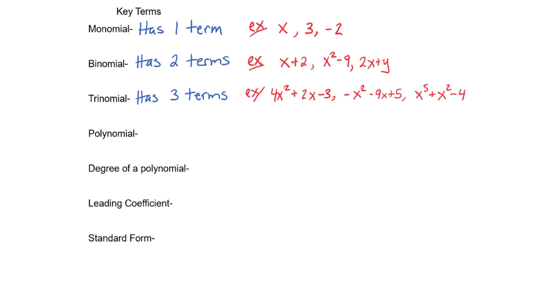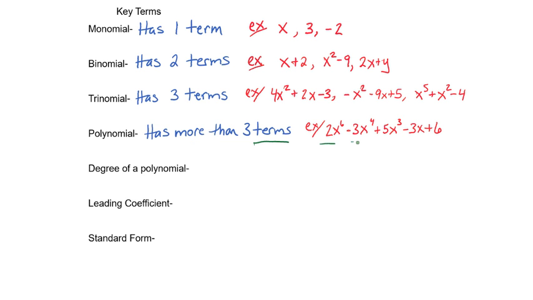A polynomial has many terms. Usually we use the name polynomial if it has more than 3 terms. So an example might be something like 2x to the 6th minus 3x to the 4th plus 5x to the 3rd minus 3x plus 6. Now keep in mind that a term is each of these individual pieces here.